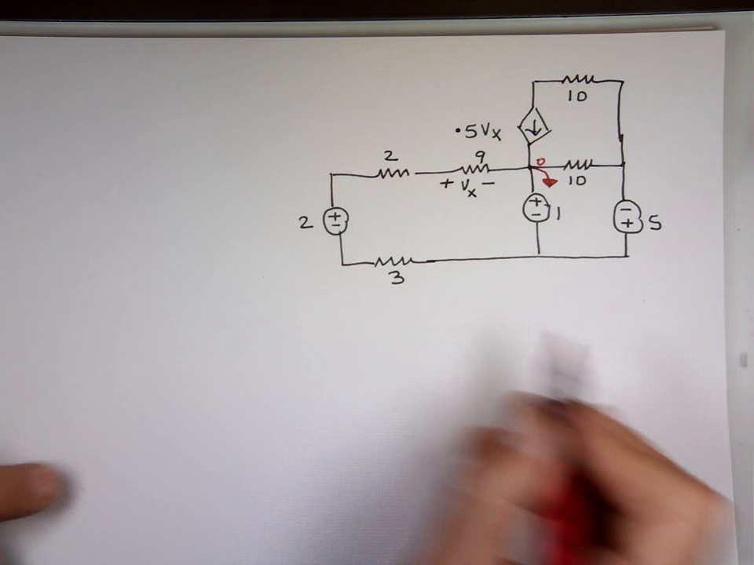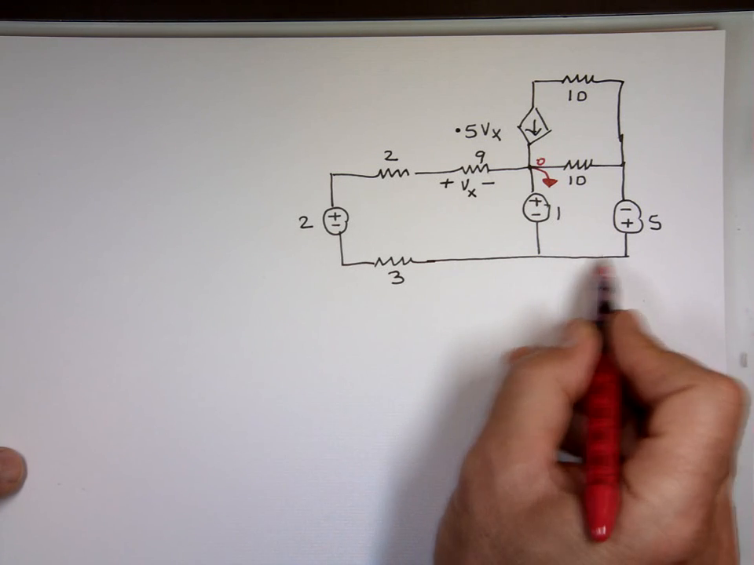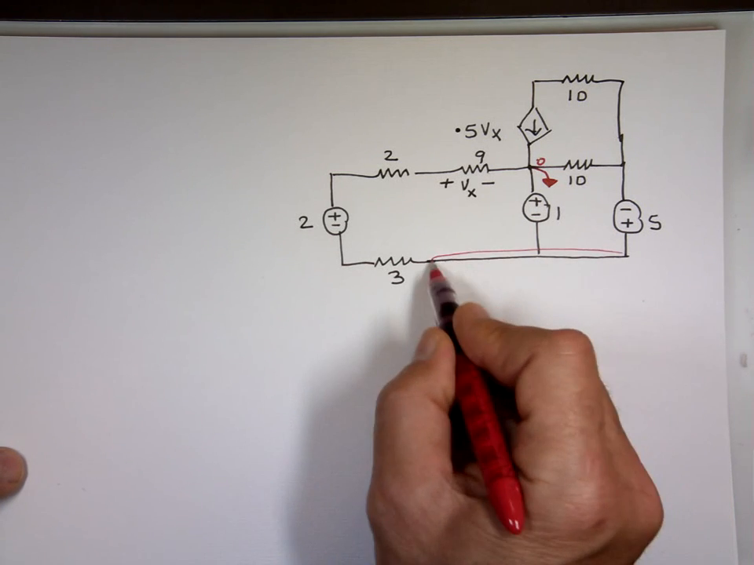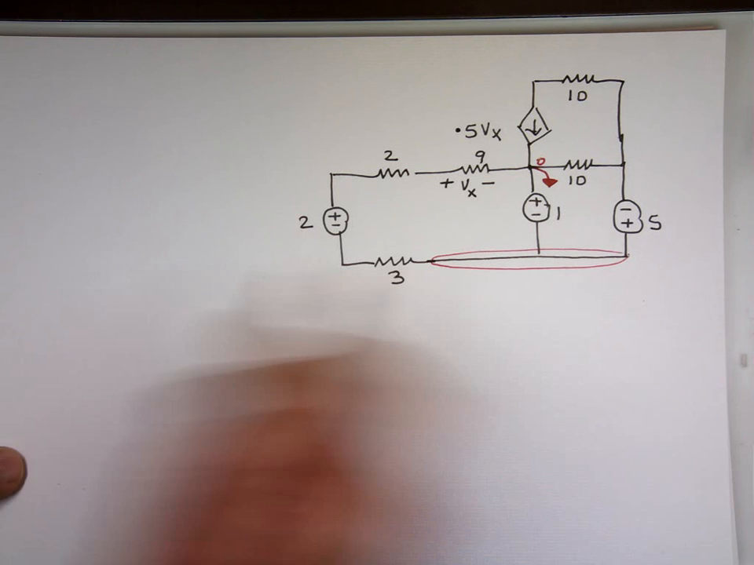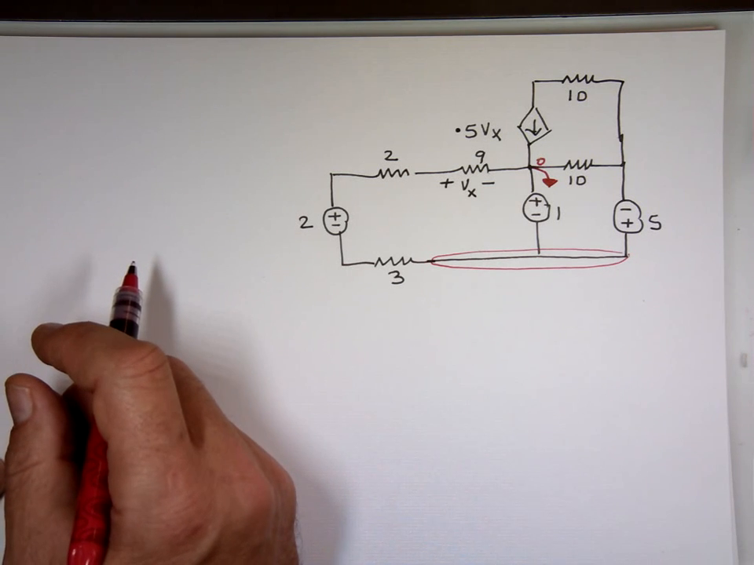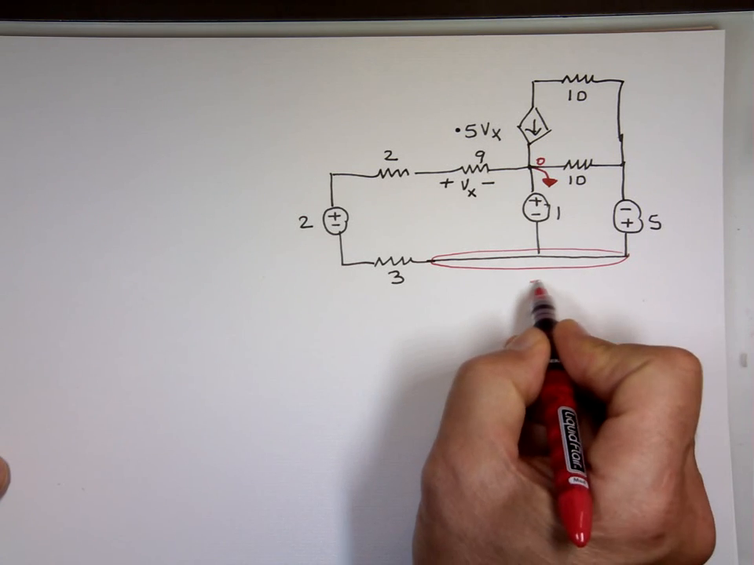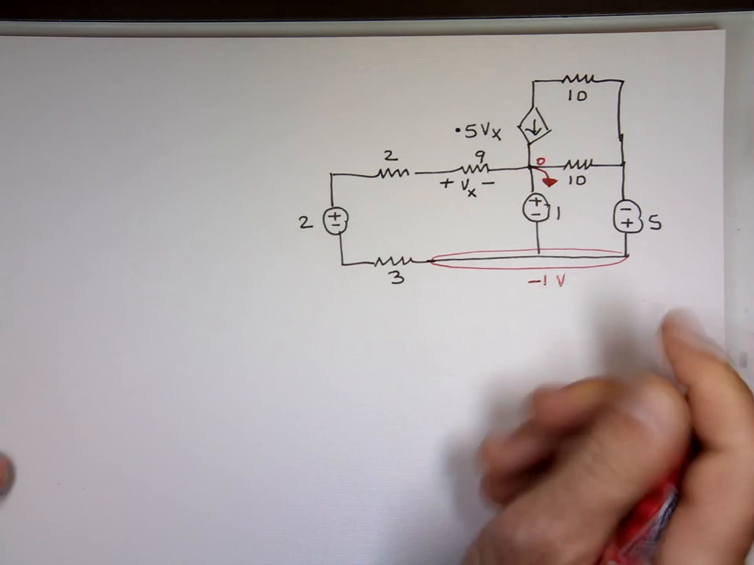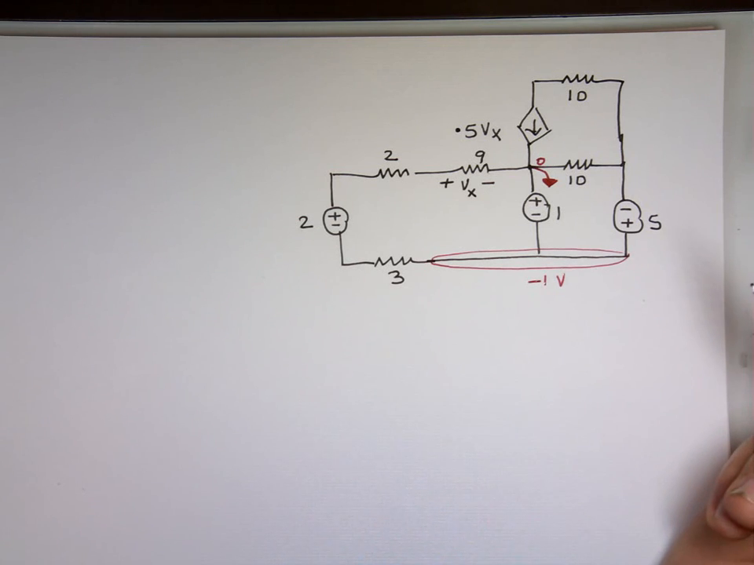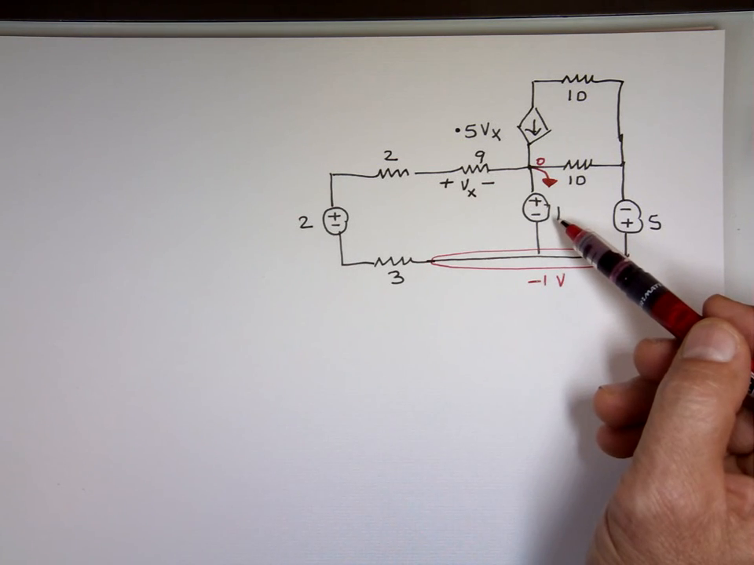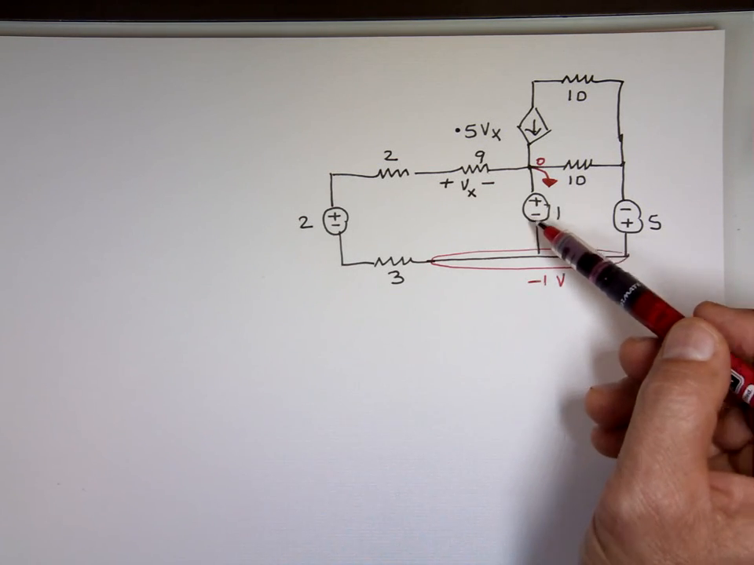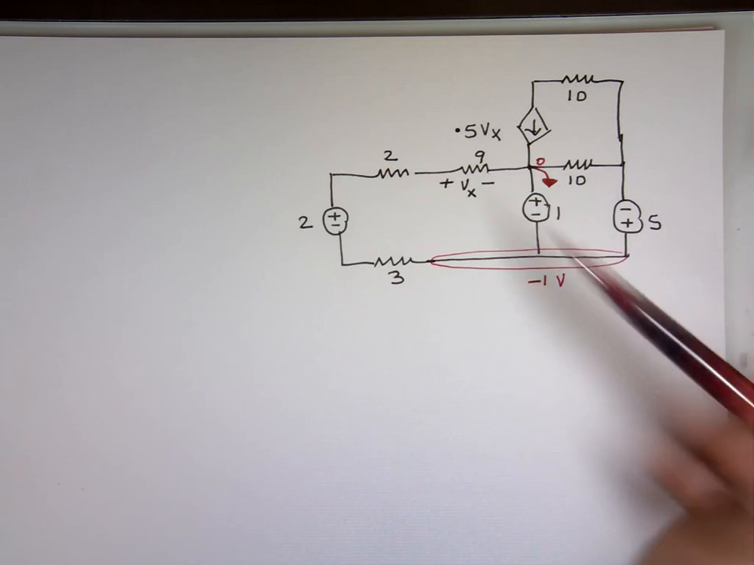What's the voltage down here? That's one node. What is that? Negative 1. Very good. Why negative 1, Jordan? Because of the polarity there. This source says this end has to be 1 lower than that. 1 lower than 0, which is negative 1.